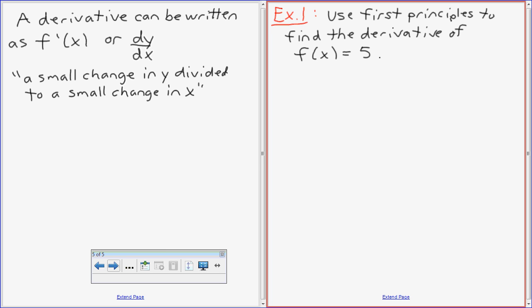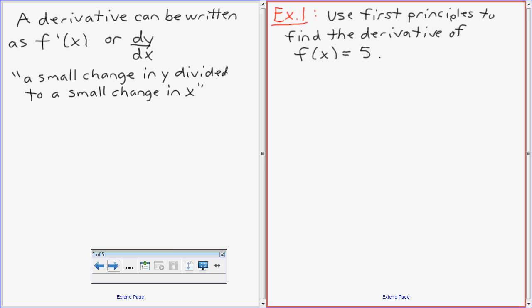Back from grade 11, what is f of x the same as? Y. So the line y equals 5 looks like this. What's the slope of a horizontal line like this? 0. Okay, so the derivative of this should be 0 before we even do any work. But let's actually work it out to make sure, okay?